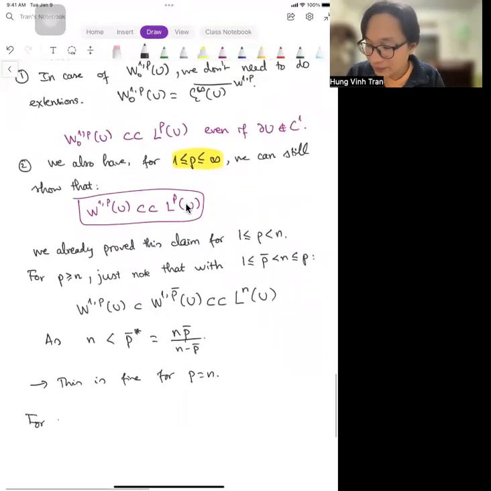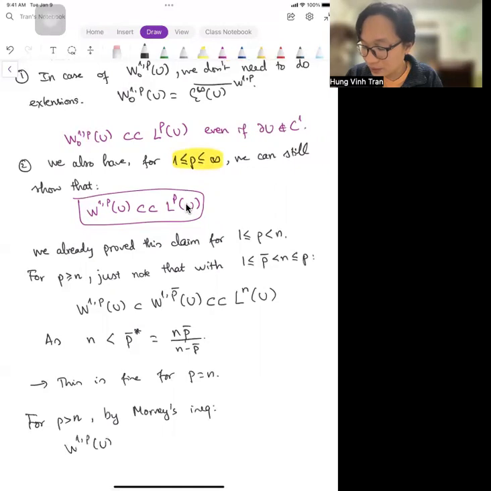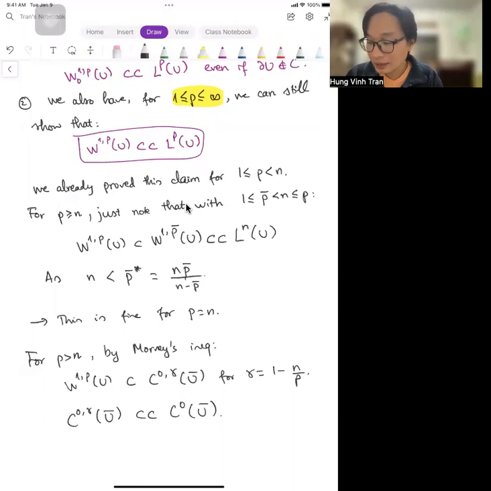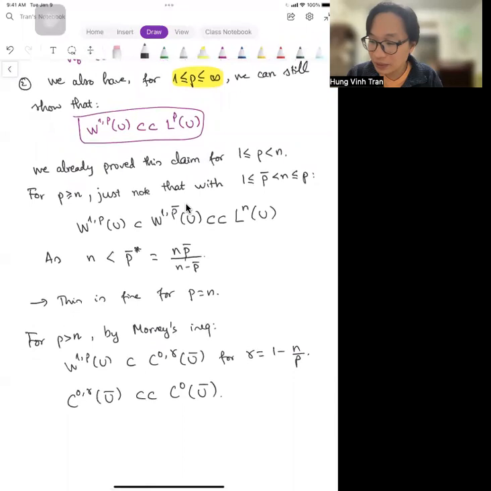Now for p greater than n, we have already seen by the Morrey inequality that W^{1,p}(U) is a subset of C^{0,gamma}(U) for gamma equals 1 minus n over p. And we just proved in class the compact embedding of C^{0,gamma}(U bar) into C^0(U). And C^0(U) is a smaller space than L^p(U). And thus we are done, right?